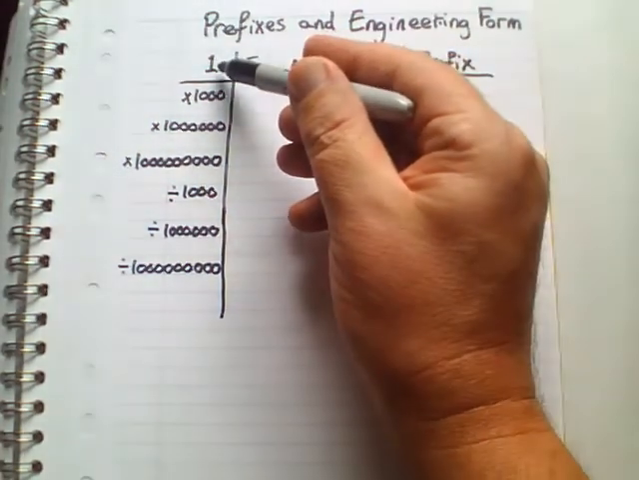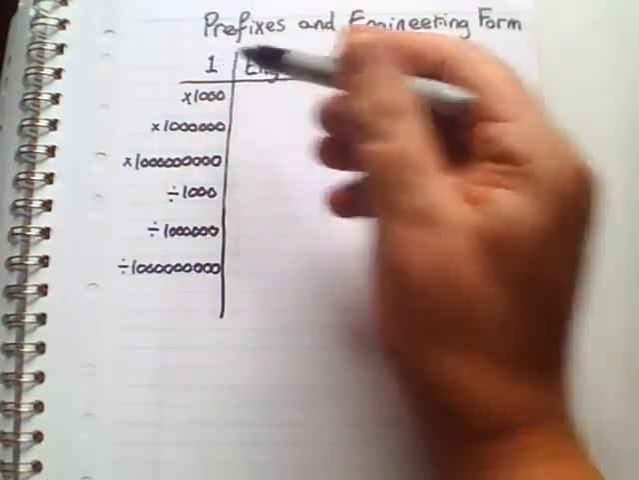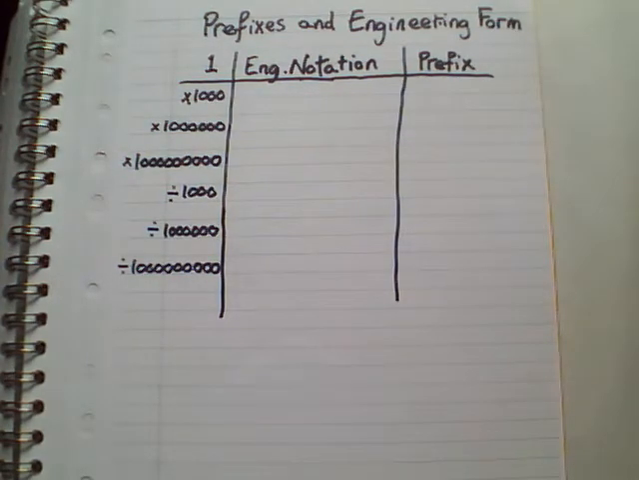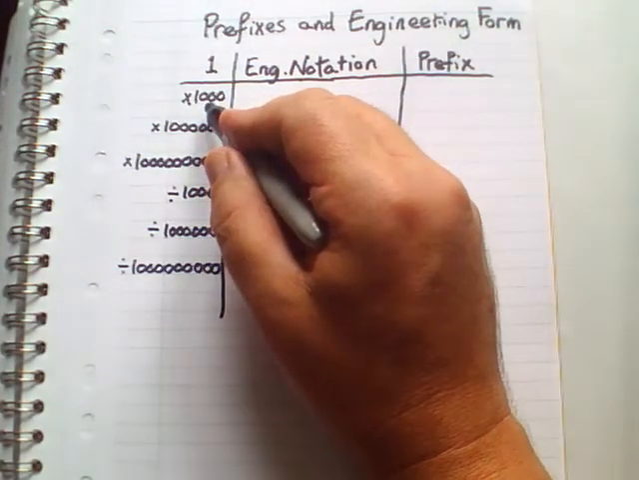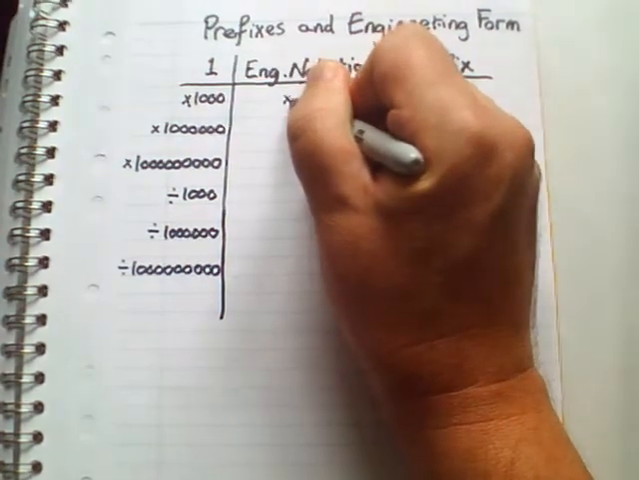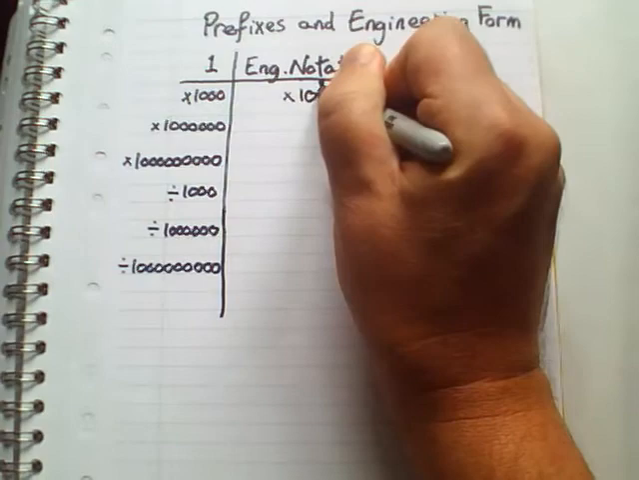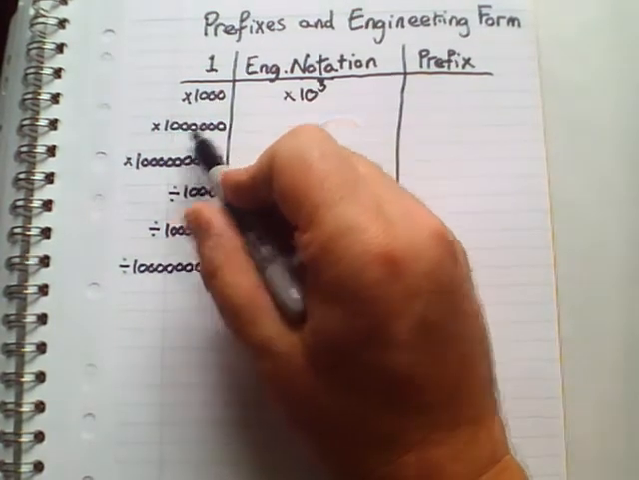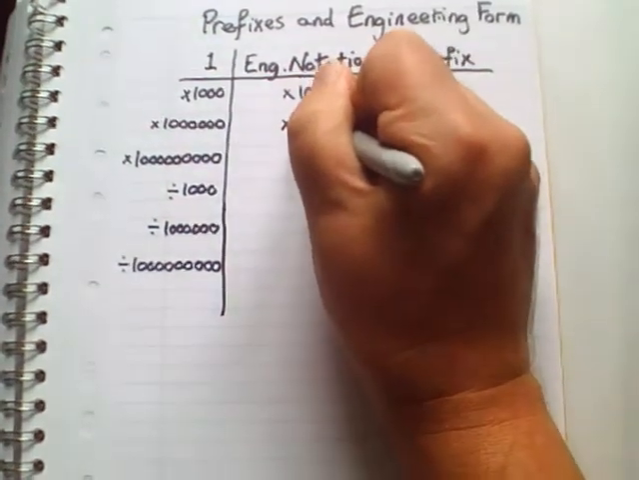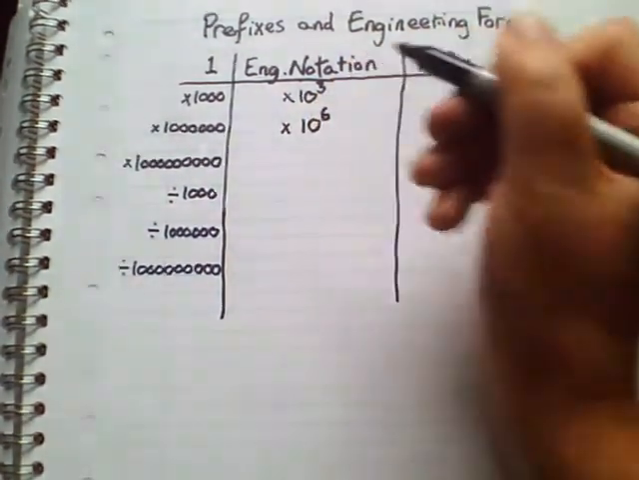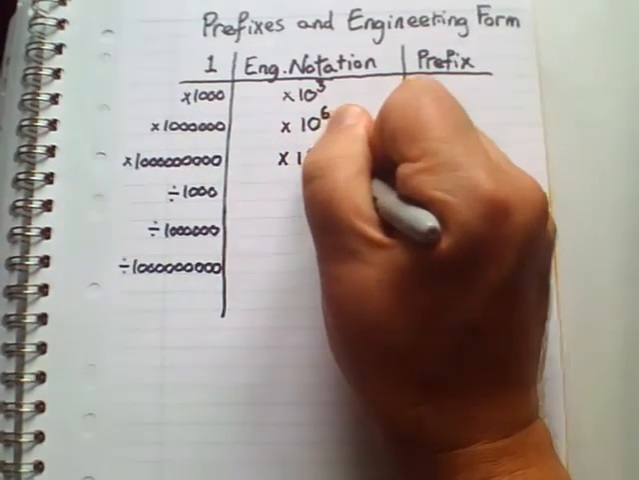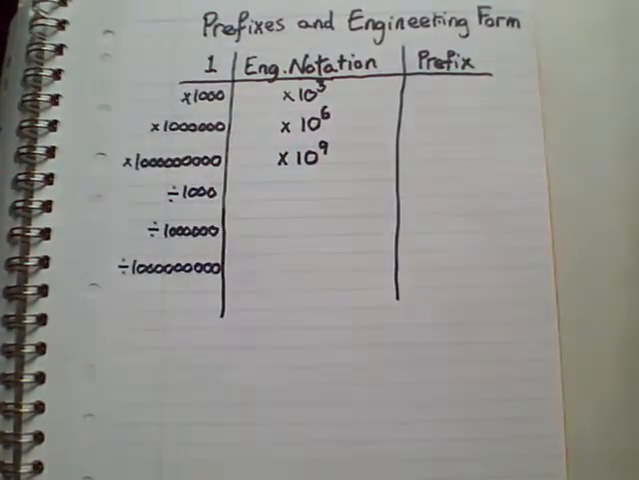So in this column, we're going to be either multiplying or dividing 1, and we're going to start off by multiplying 1 by 1000. Now, using engineering notation, instead of times 1000, we can say times 10 to the power 3. By a million, because there's 6 zeros, we can use times 10 to the power 6. And if it was a billion, 9 zeros, we can replace that with times 10 to the power 9. Okay, so that's for commonly used large numbers.